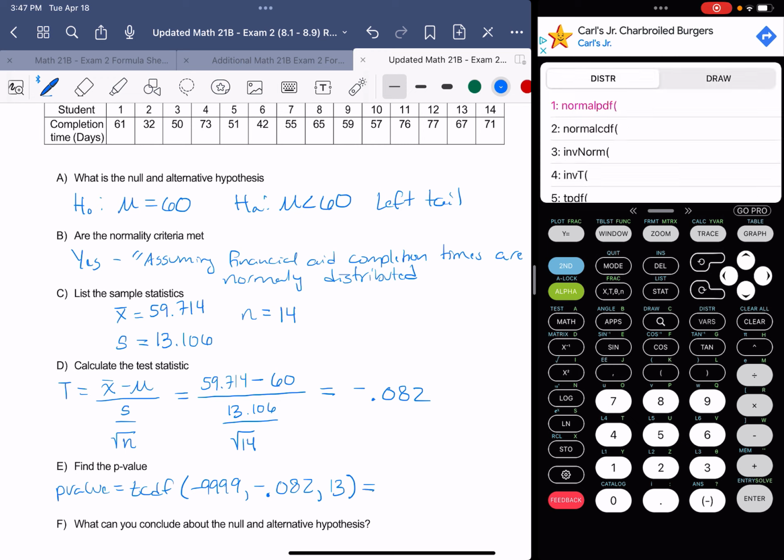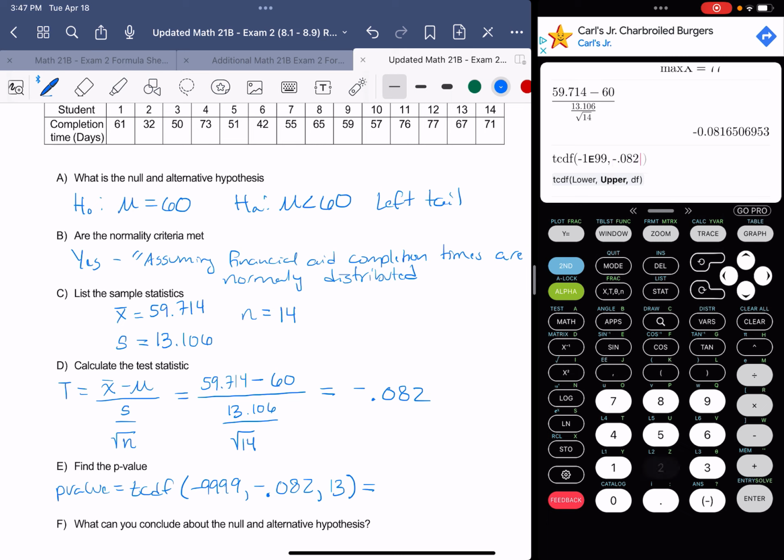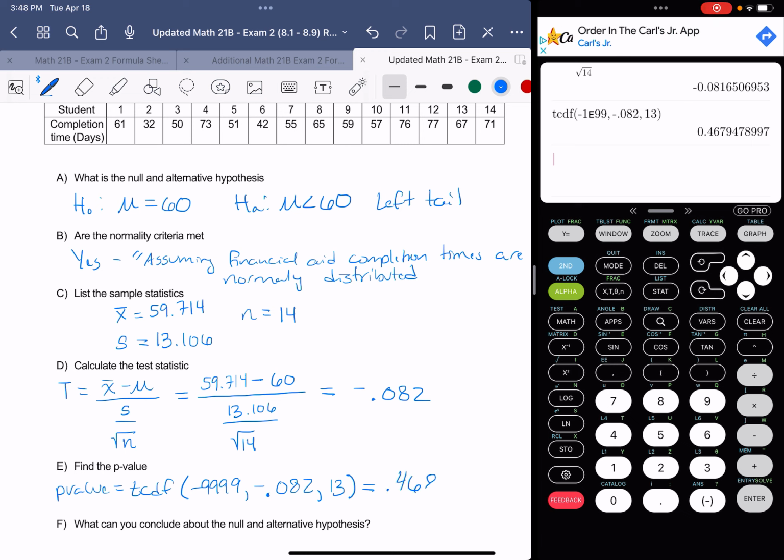All right, so let's do this in our calculators. tcdf. Lower bound is negative infinity. Upper bound is negative 0.082. My calculator did this automatically because it's this weird calculator, but on yours, you just do negative 99999, comma 13. And let's round to 3 decimal places. That is 0.468.